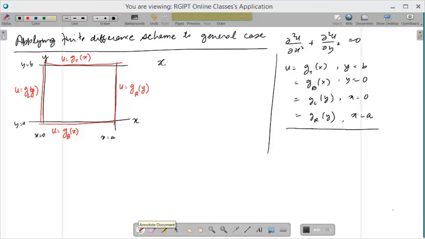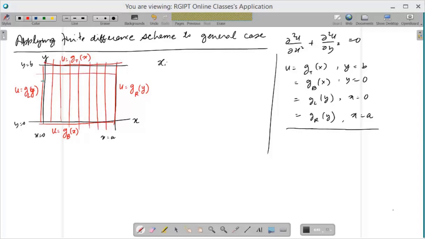So basically, I've given you the example and the problem before, and we're discussing the solution technique now. As usual with any finite difference scheme, we discretize it on a grid. Let's discretize it in a grid. This is my xy grid.